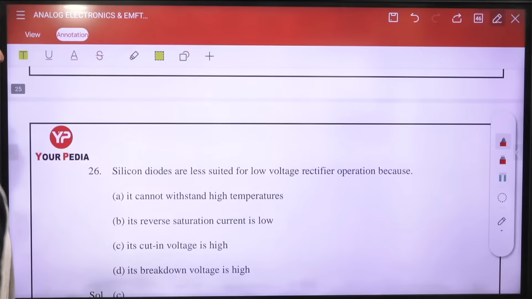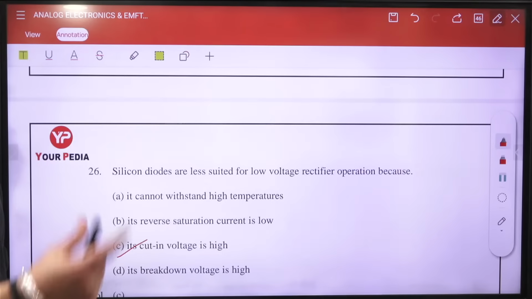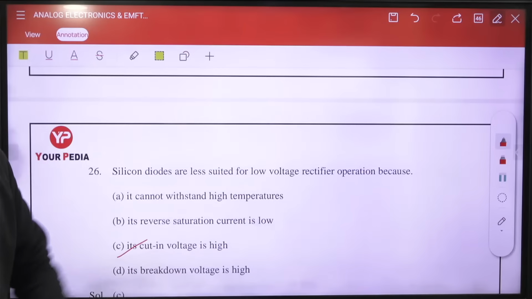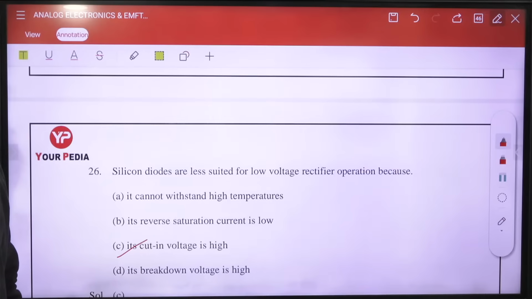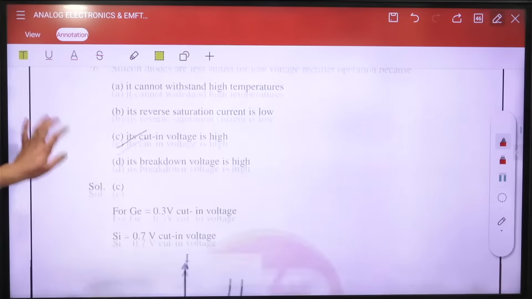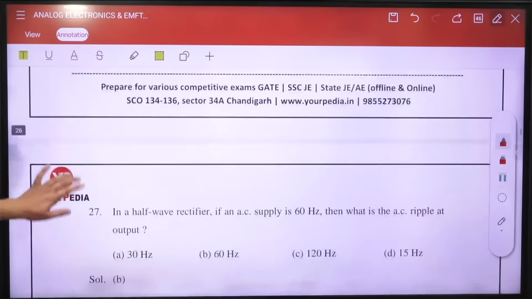Next, silicon diodes are less suitable for low voltage rectification operation because their cut-in voltage is very high. You can't use them for low voltage rectification because the cut-in voltage is very high, 0.7 volt. Until 0.7 it is not going to conduct. If you apply an input voltage below 0.7, that will not give you the correct rectifier output, right? That's why it cannot be used.